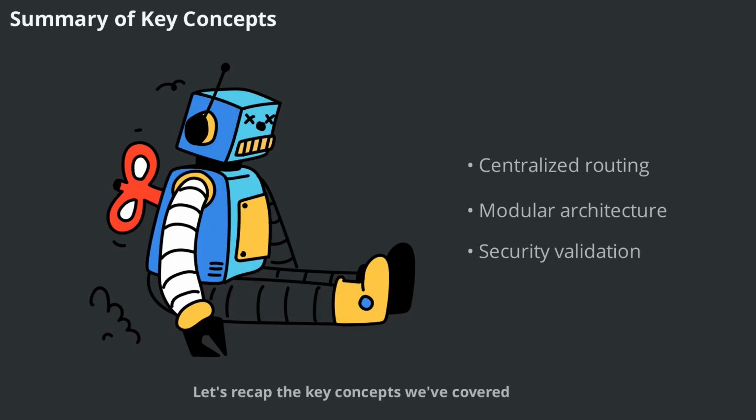Let's recap the key concepts we've covered. Scalable deep linking requires a centralized routing pipeline, modular architecture, strict security validation, and support for dynamic features. By following industry best practices and continuously improving your system, you can build Android apps that are both powerful and maintainable. These principles form the foundation of advanced deep linking architecture.